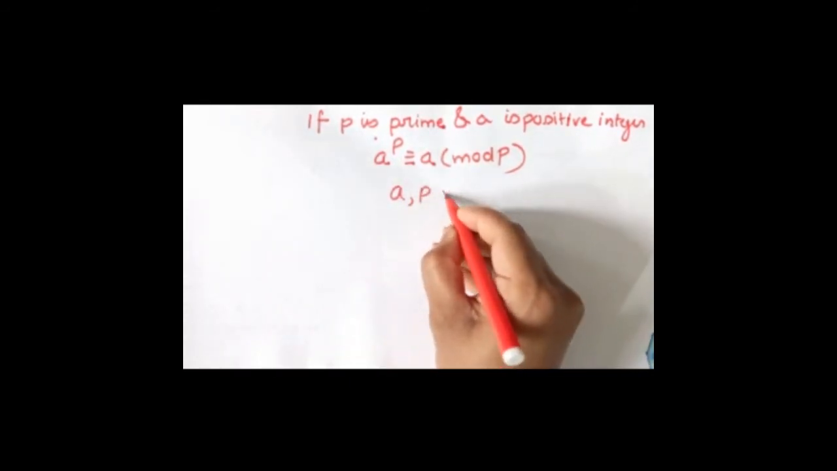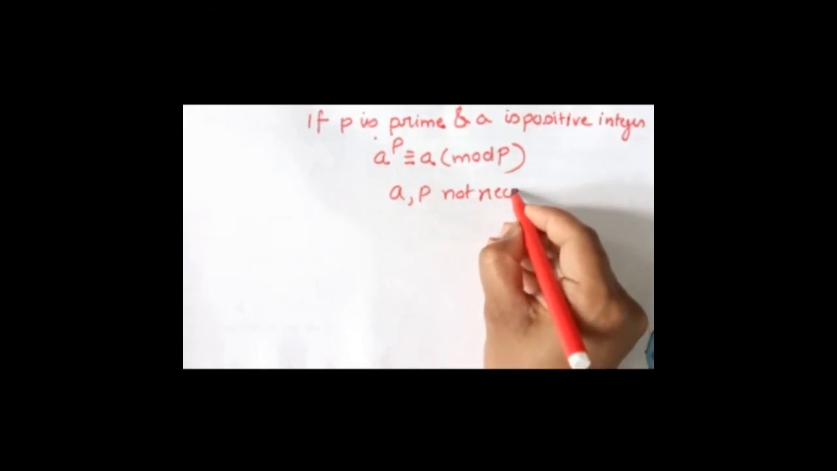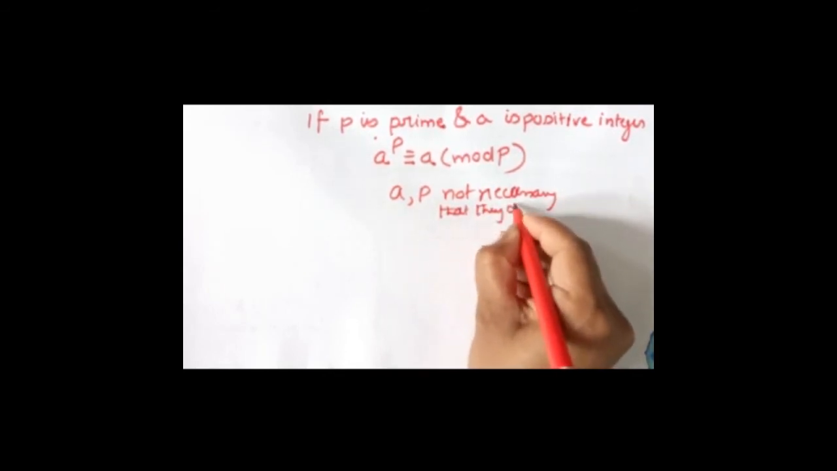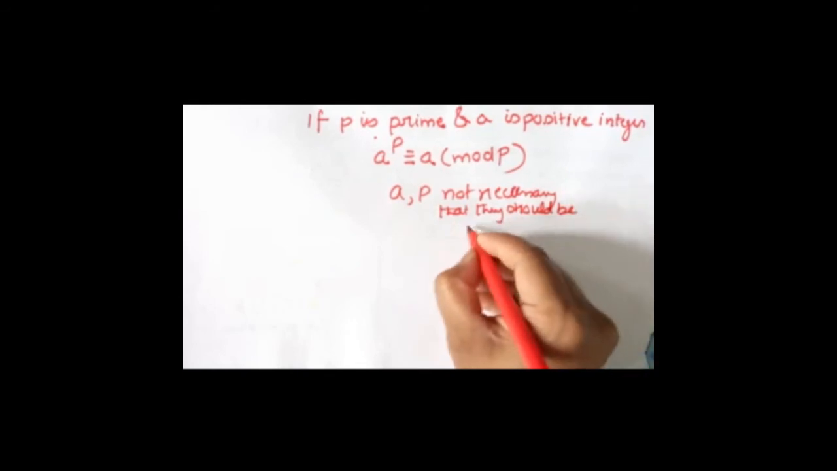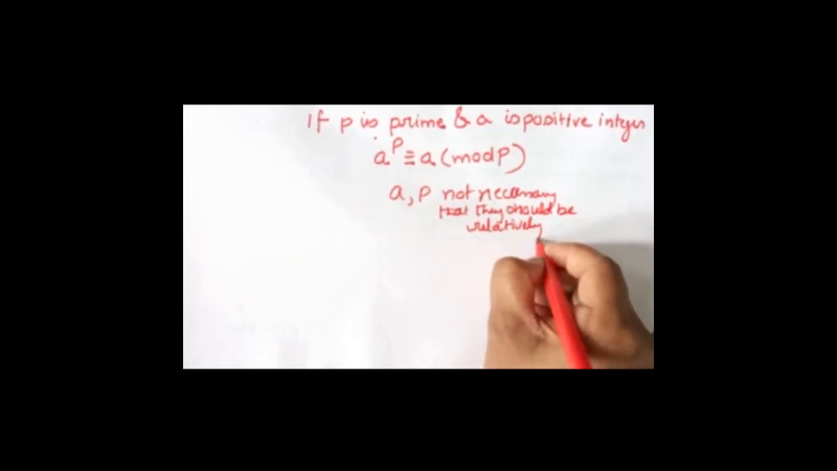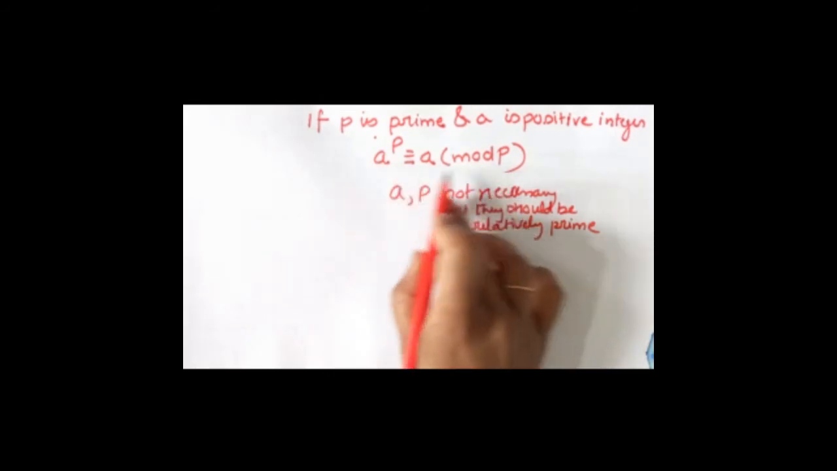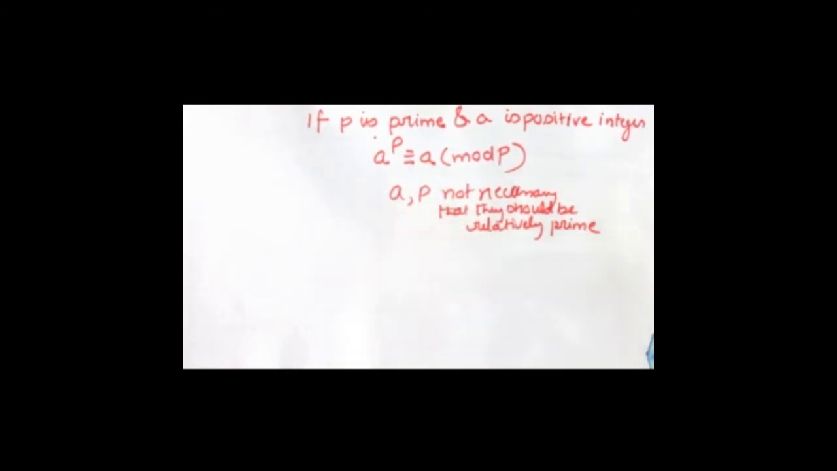For A and P, it is not necessary that they should be relatively prime. Okay, so this is another alternative form of Fermat's theorem. Always remember, if in the exam it is asked what is the alternative form of Fermat's theorem, this is the alternative form, which says if P is prime and A is a positive integer, A to the power P is congruent to A mod P. And for A and P here, it is not necessary that they should be relatively prime.